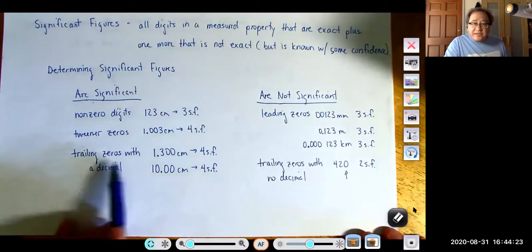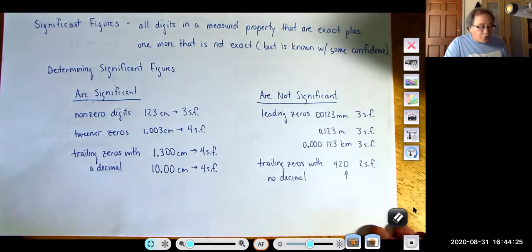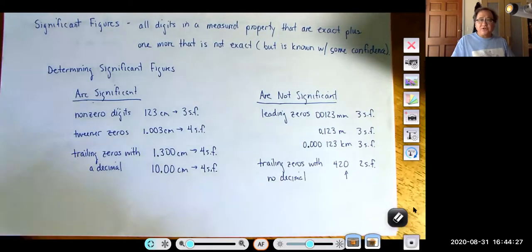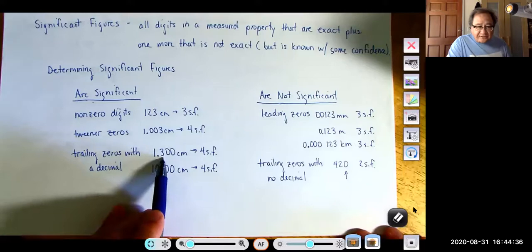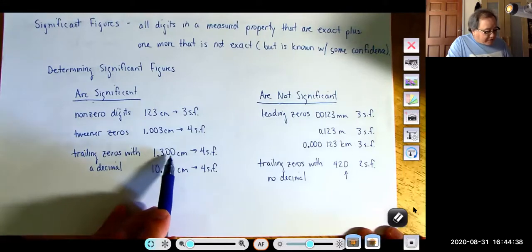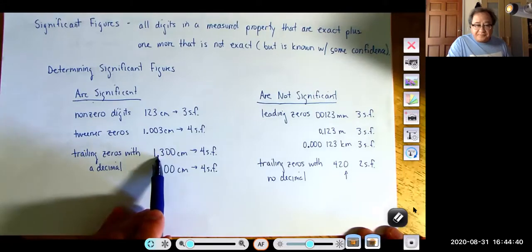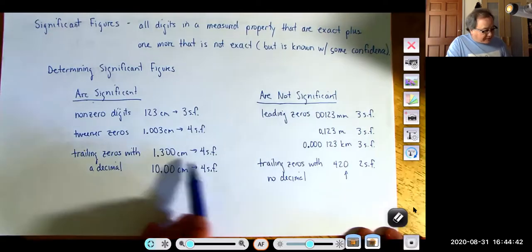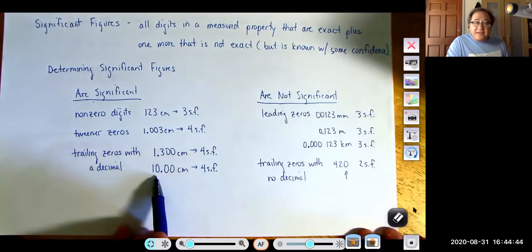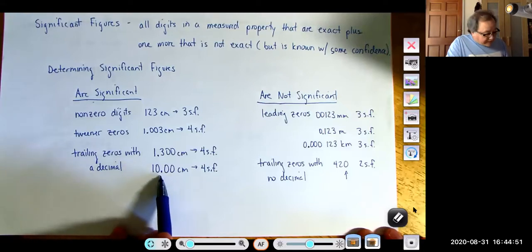Trailing zeros with a decimal are significant. Trailing zeros, to me, are zeros to the right of the number following the last non-zero digit. So here this 3 is the last non-zero digit. These zeros count because we can see the decimal. So this has 4 sig figs. Here, these are all trailing zeros, and they all count because we can see the decimal. So this has 4 sig figs.